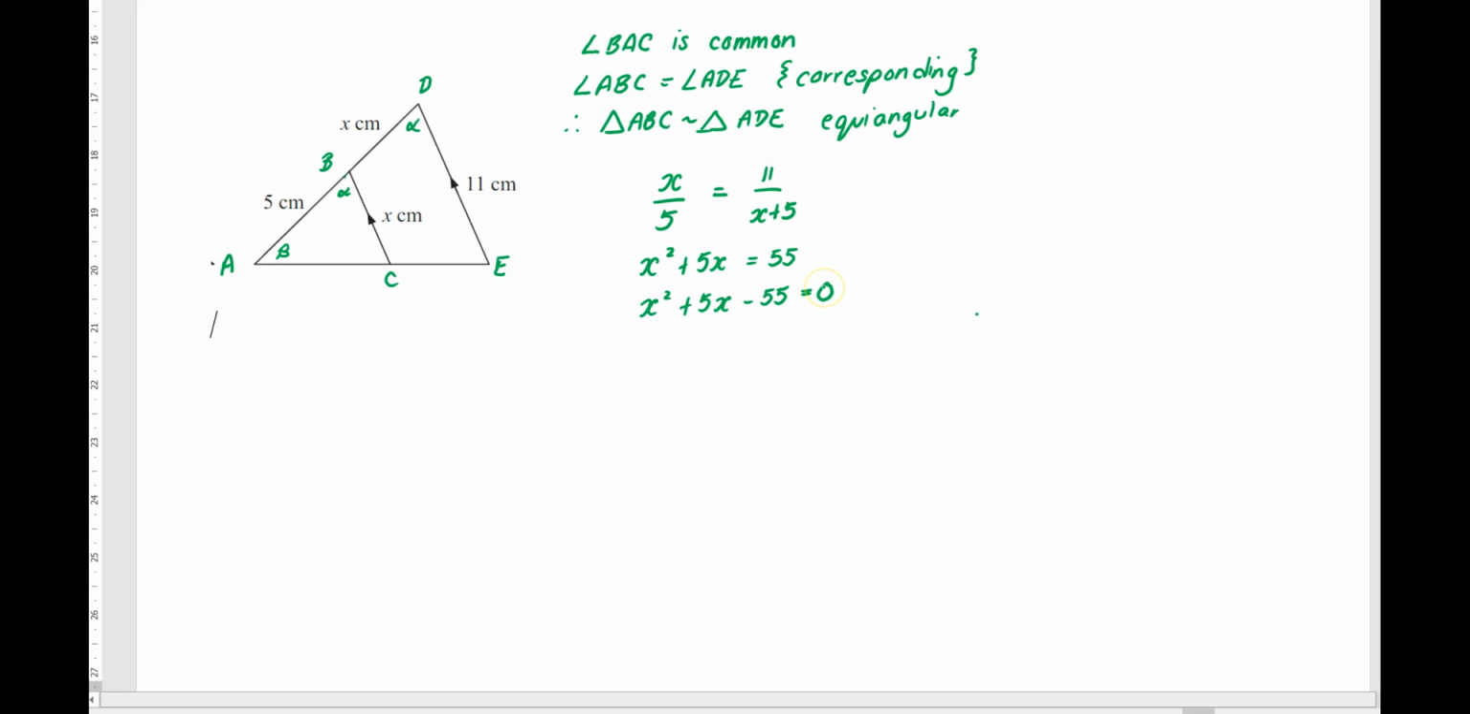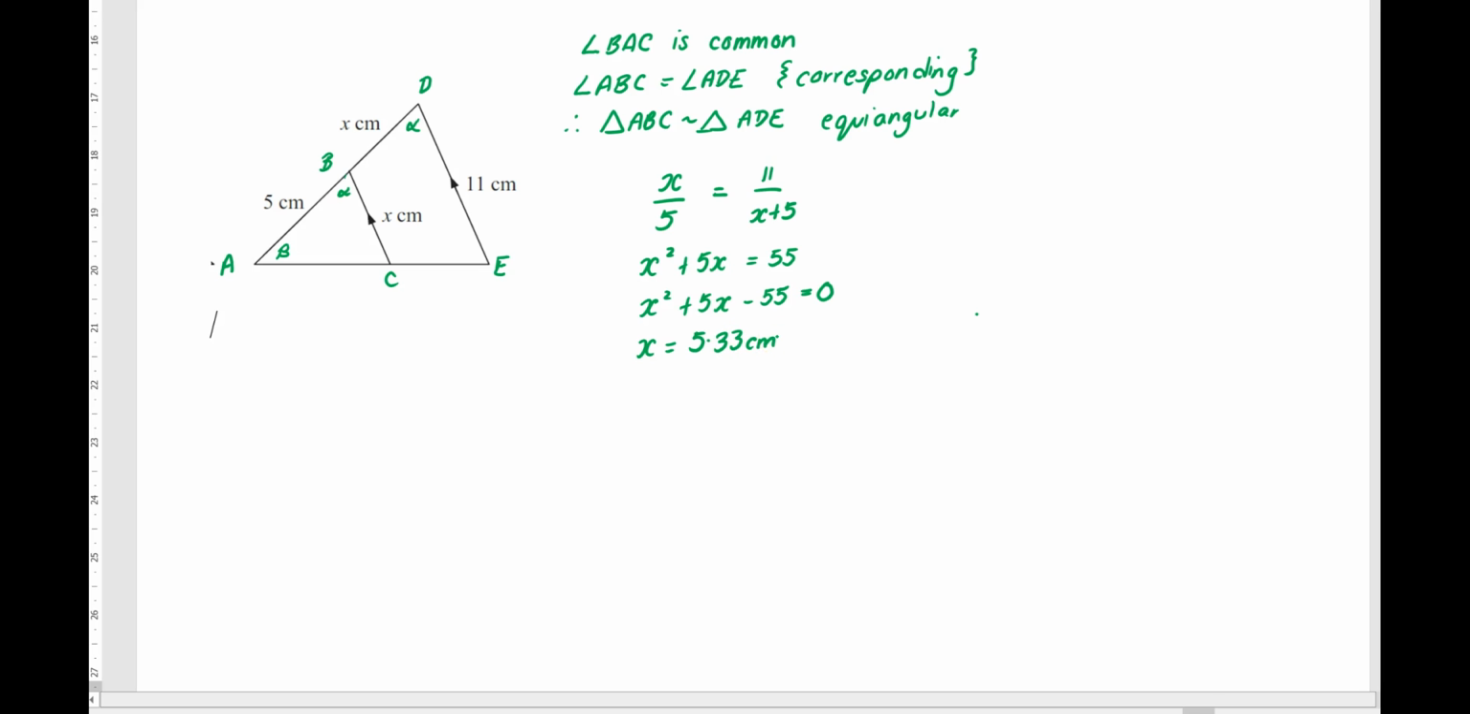Doesn't seem to be able to be factorized, so I'd go to the calculator, or you can use your quad formula, and you should get an answer of, I will just do that on my calculator here, and I get an answer of 5.33. So you check that on yours, see that you get the same.